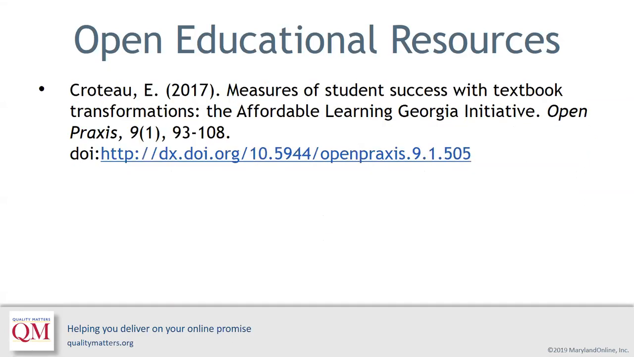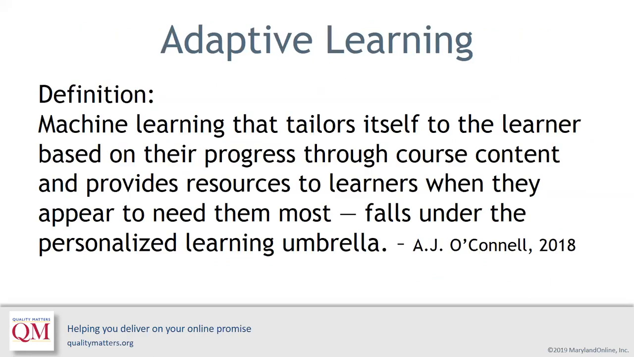Moving right along here, one more. Okay, moving on to adaptive learning. All right, so here's the definition of adaptive learning that I like to work with. Machine learning that tailors itself to the learner based on their progress through course content and provides resources to learners when they appear to need them most. So when they appear to need them most.